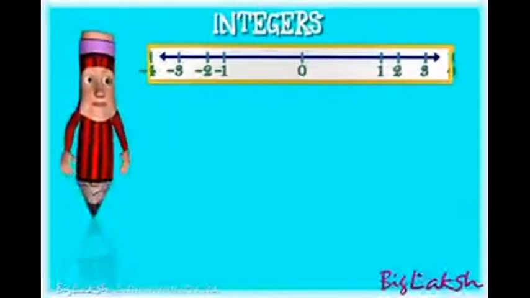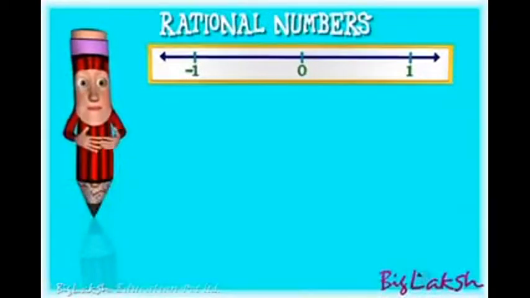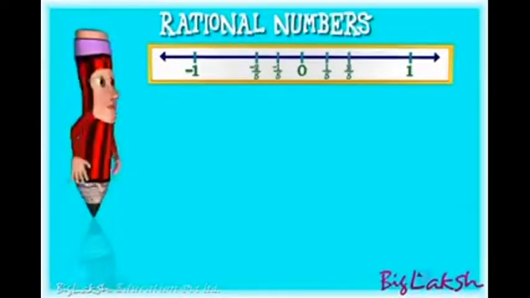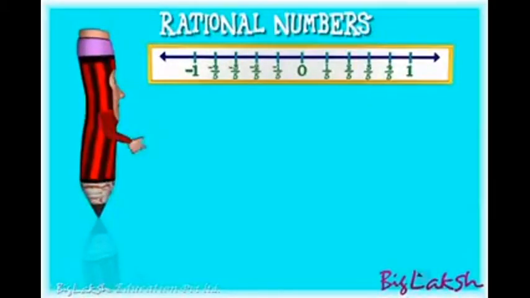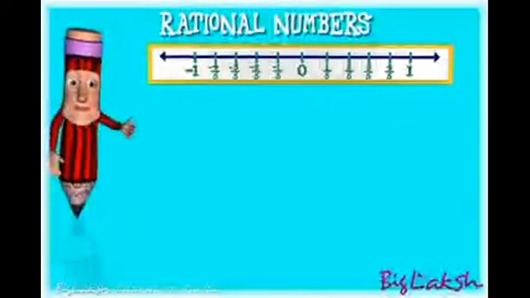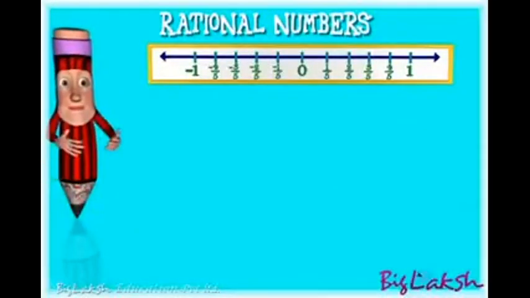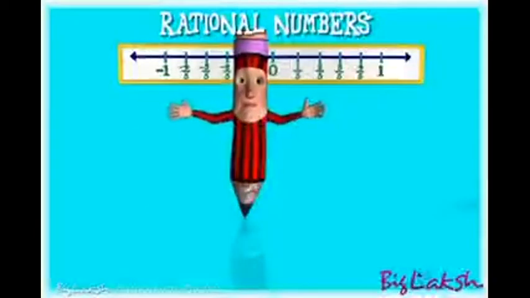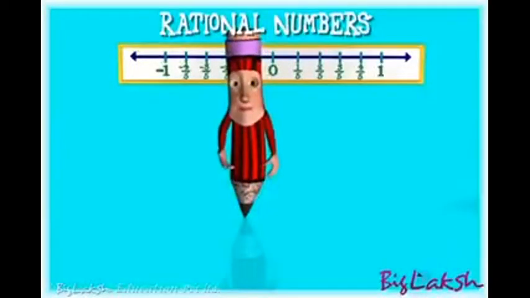Let's move on to rational numbers. You can now observe fractions appearing on the screen. As you are already aware that a number that is expressed in the form of x by y, where x and y are integers and y is not equal to 0, is called a rational number. Notice that fractions also extend indefinitely on both sides of 0 on the number line.